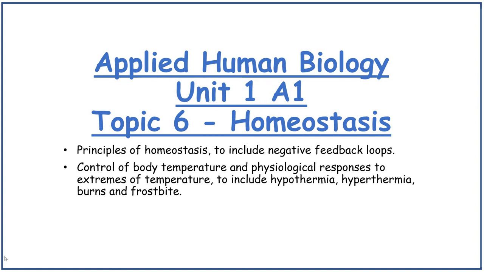Applied Human Biology, Unit 1, A1, Topic 6, Homeostasis. So we want to know the principles of homeostasis to include negative feedback loops, control of body temperature and physiological responses to extremes of temperature, to include hypothermia, hyperthermia, burns and frostbite.